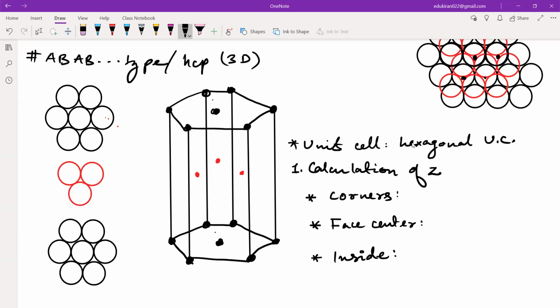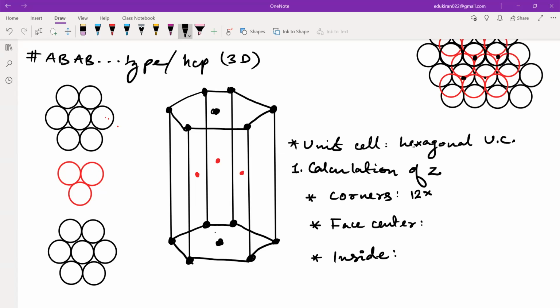How many corner atoms are there? Corner atoms are 12. What do you think? What will be the contribution of each? 1/8? No, not 1/8, because it is not a cube. Yes, it's not a cube, right? So it will not be available.